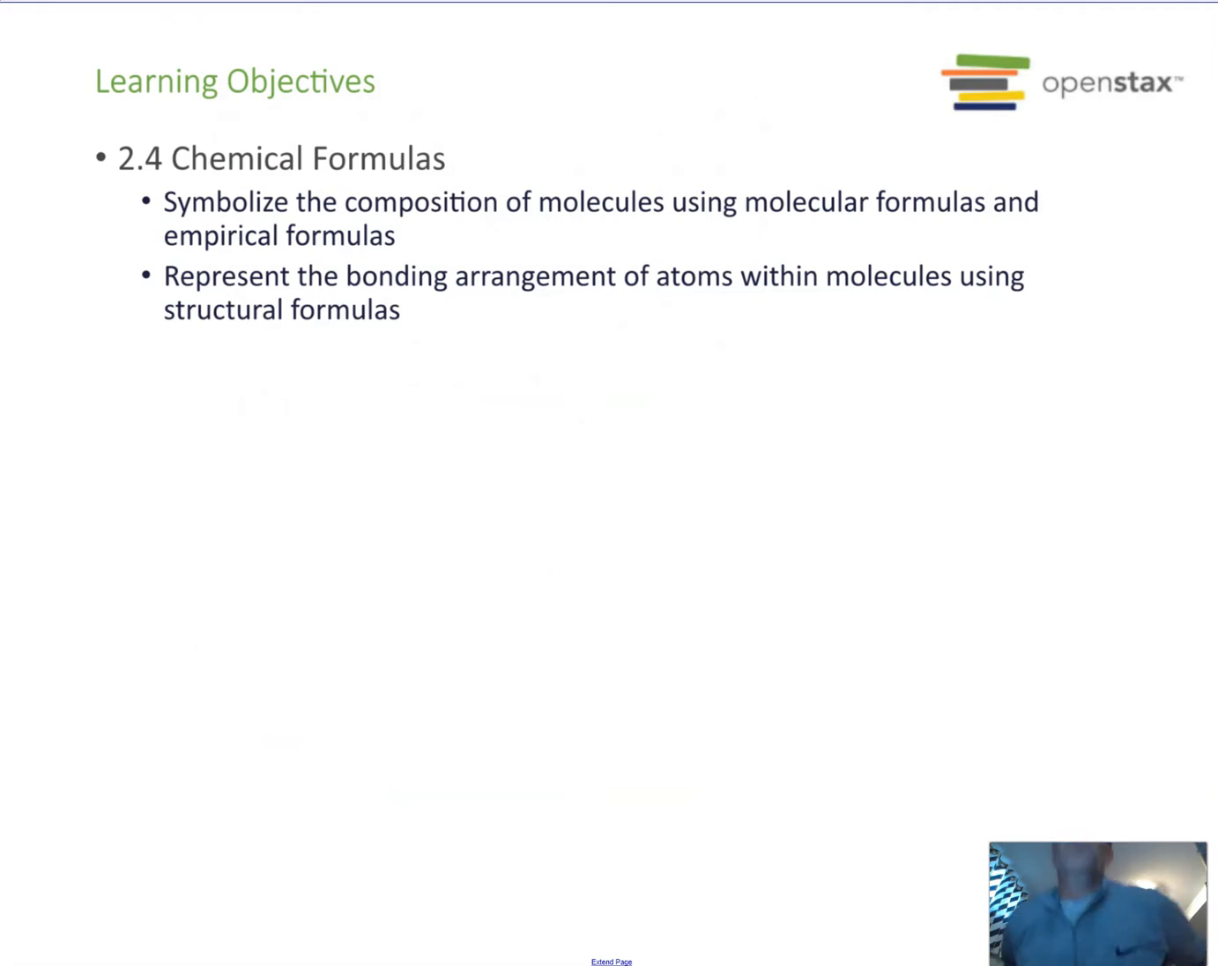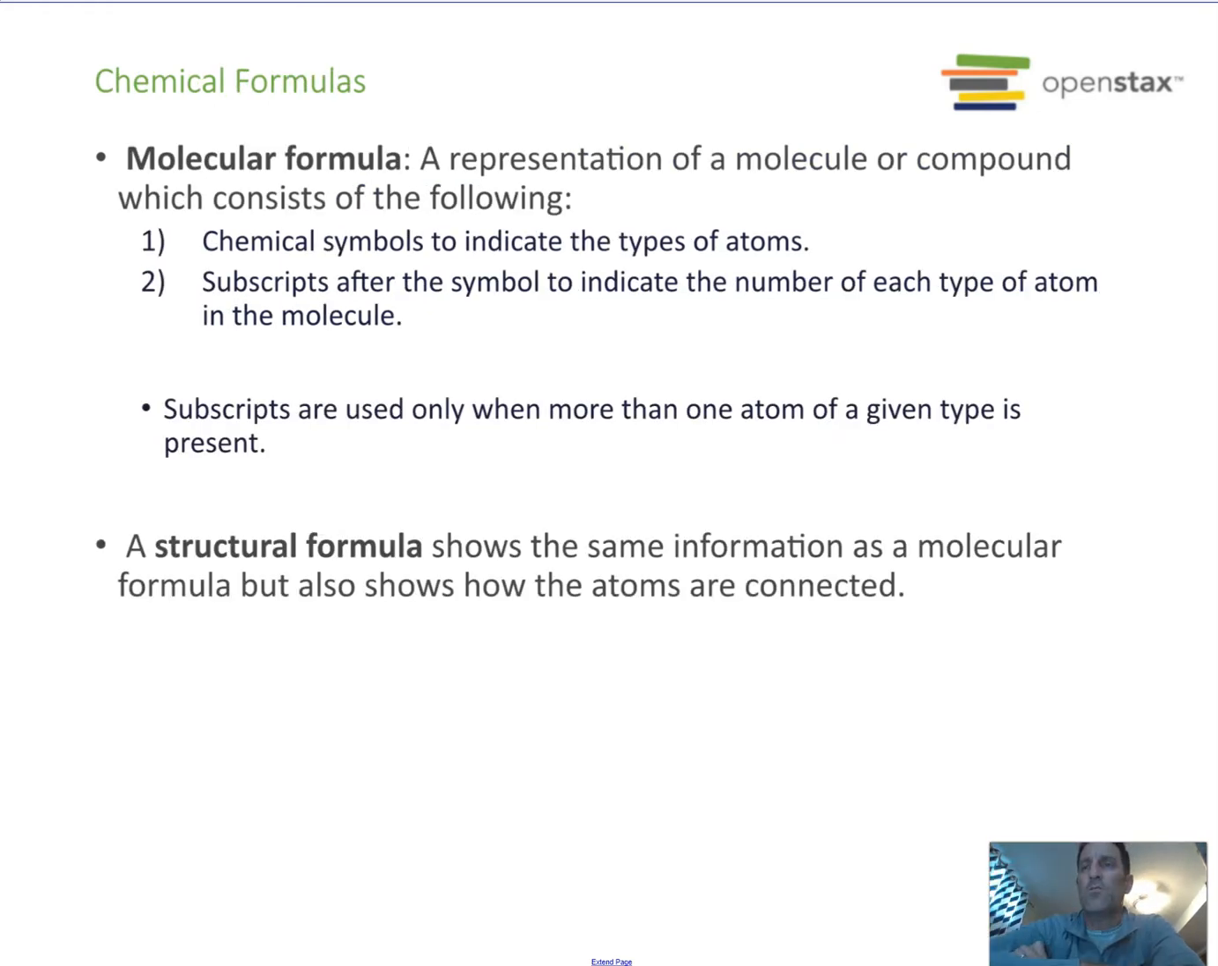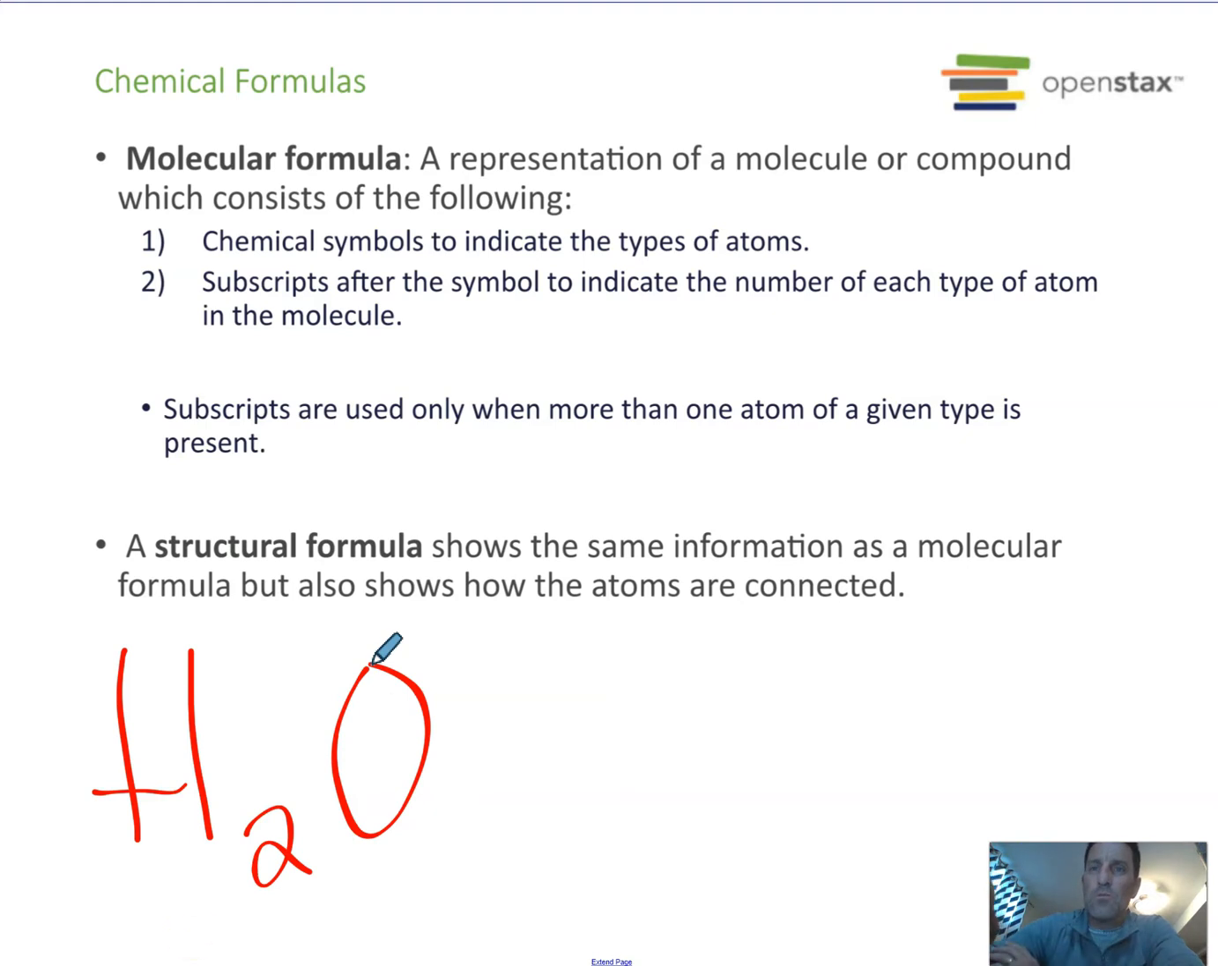All right, chemical formulas. Now we're starting to get into stuff we'll use quite a bit. They symbolize, well, this is the learning objective, so we'll just go past that. So first we have what we call the molecular formula. That's a representation of a molecule or compound which consists of the following: the chemical symbols to indicate the types of atoms, and a subscript. So like H2O would be a molecular formula. The subscripts tell you how many of each atom there are. Subscripts are only used when more than one atom of a given type is present.